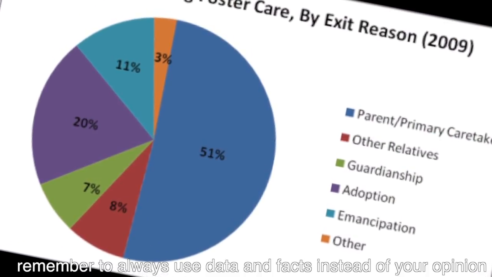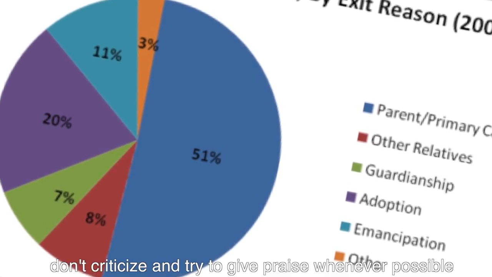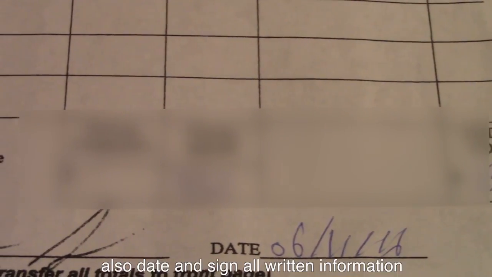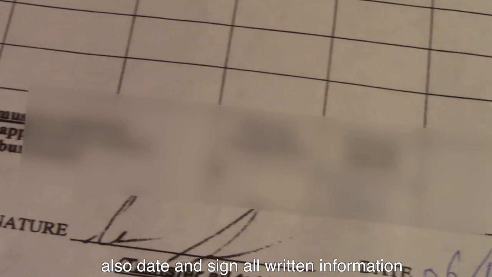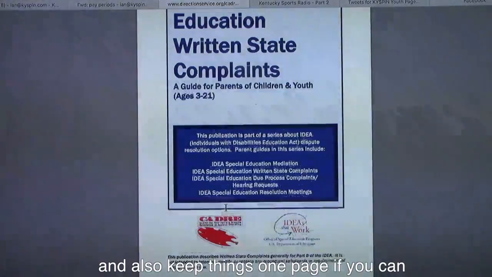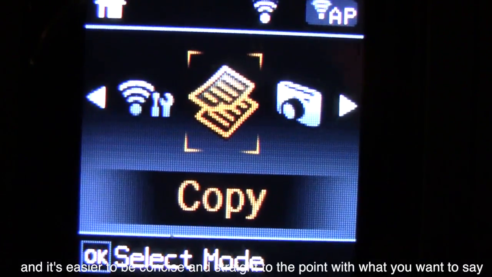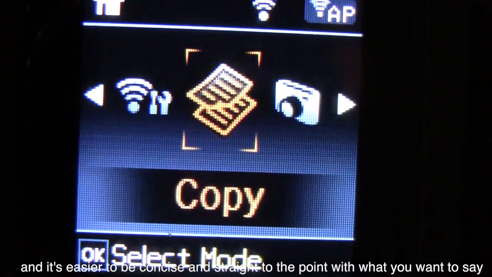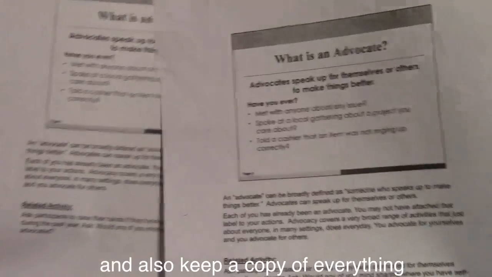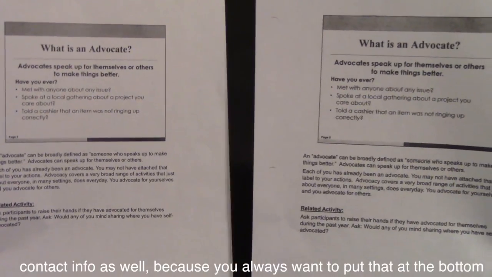Remember to always use data and facts instead of your opinion when you're using clear communication. Don't criticize, and try to give praise whenever possible. Turn the negatives into positives. Also, date and sign all written information. That's just a good idea in general. Keep things to one page if you can. That way it's easier to keep track of, and it's easier to be concise and straight to the point with what you want to say. Also, keep a copy of everything for yourself. Remember contact info as well, because you always want to put that at the bottom.